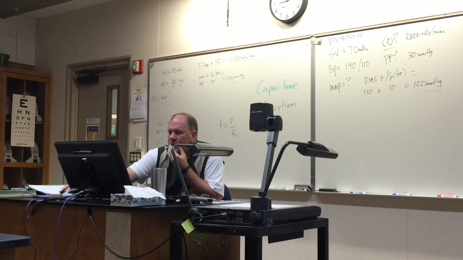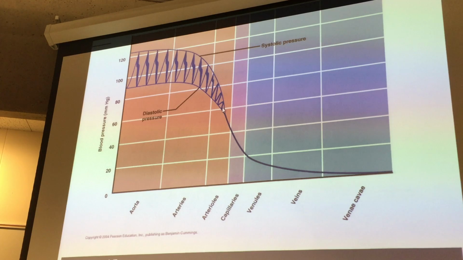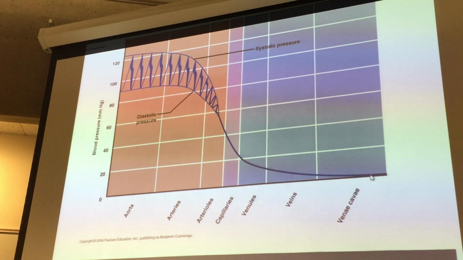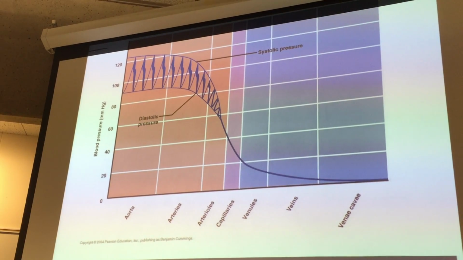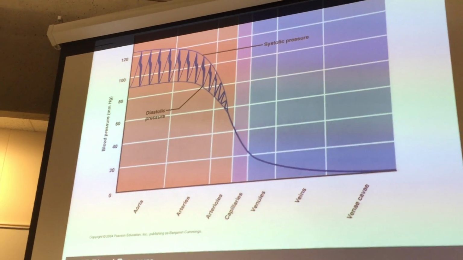There's pressure. Major pressure drop in the arterioles. That's how they regulate blood pressure. You'll notice the pressure in veins is incredibly low. So we don't use pressure to get blood back to the heart. We use skeletal muscle, thoracic changes, and valves.